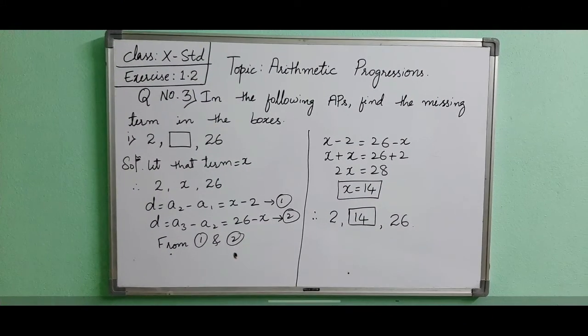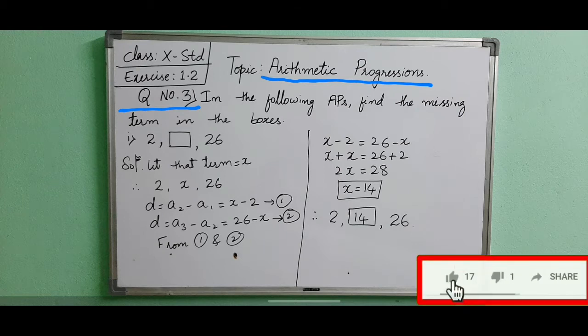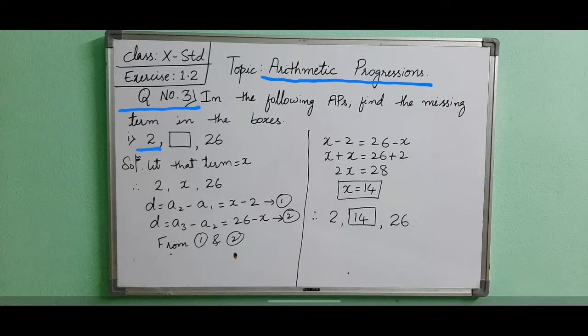Hello everyone. Now the same chapter, arithmetic progression, exercise 1.2, question number 3. In the following APs, find the missing term in the boxes. Look at here, the first term is given as 2 and the third term is given as 26, and we have to find the middle term here. Let that middle term be x. So the terms become 2, x and 26.